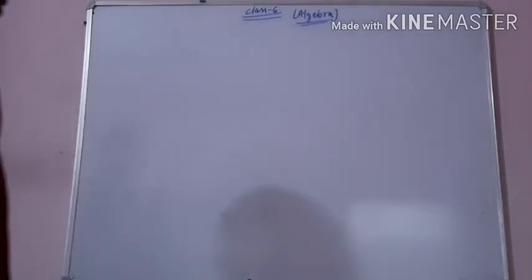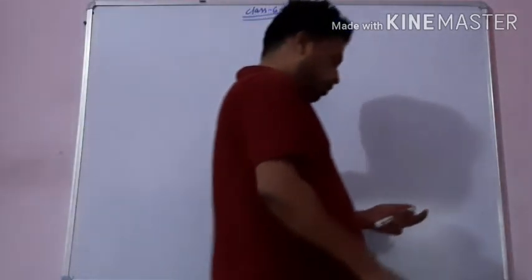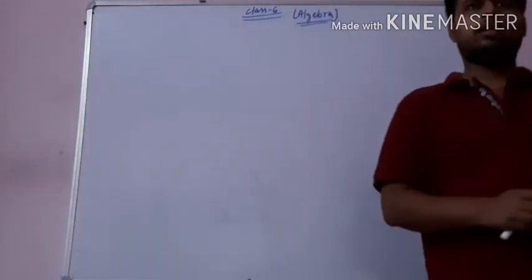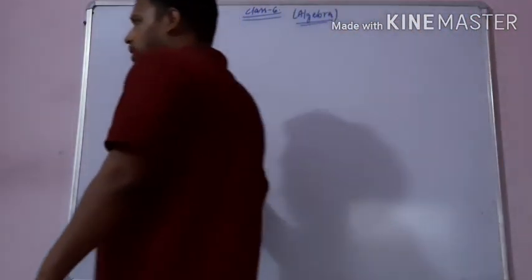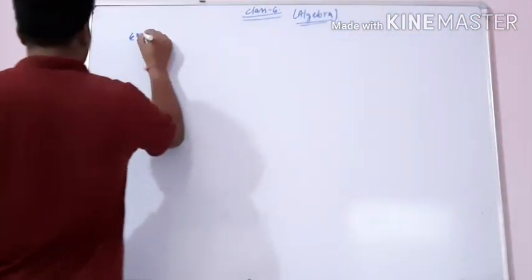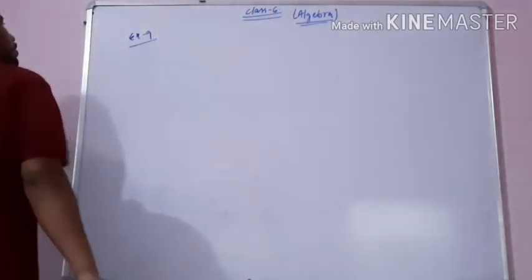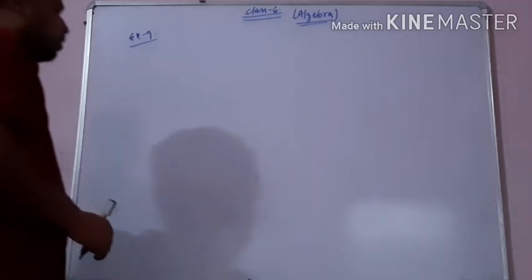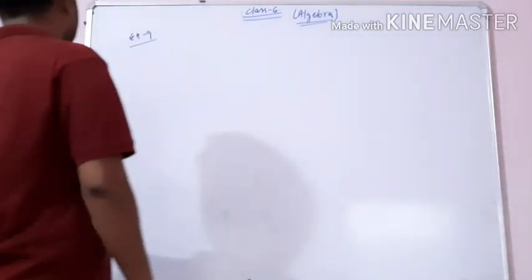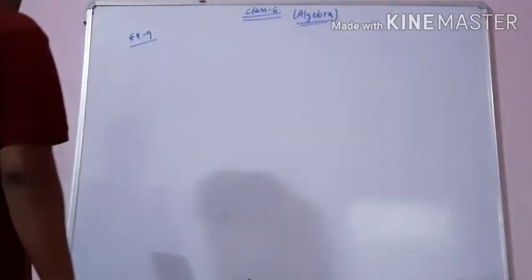In the last video lecture we saw up to question number 8. Today we will see question number 9, which comes after question number 8. What information has been given in question number 9? First we will write that down, then we will solve the problem.